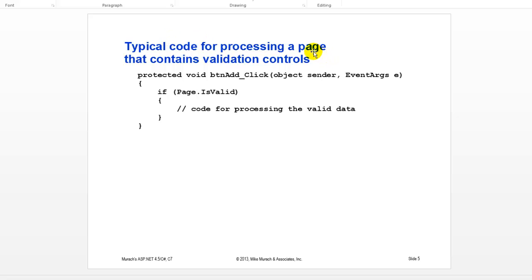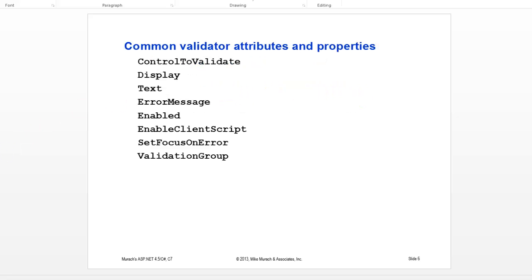Typical code for processing a page that contains validation controls may look something like this. So if Page.IsValid, if you remember, each validator has an IsValid. So basically, you can go through and determine, are these different control inputs valid? And even though each of those has it, the page has it too. So in order for Page.IsValid to be set to true, all of its controls have to have valid input as well.